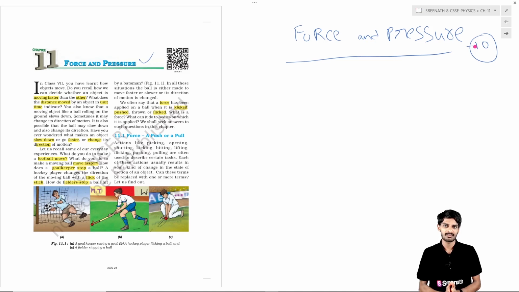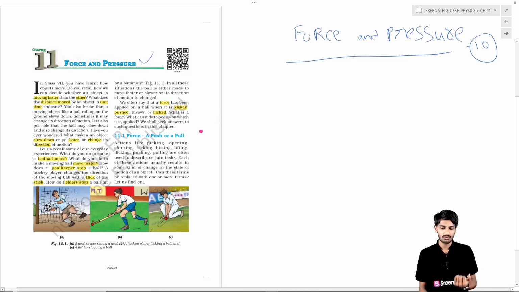Before going to start our whole chapter, first we will see what those 10 topics are, and after that we will discuss each topic in detail. Now we are going to discuss the 10 topics overview.